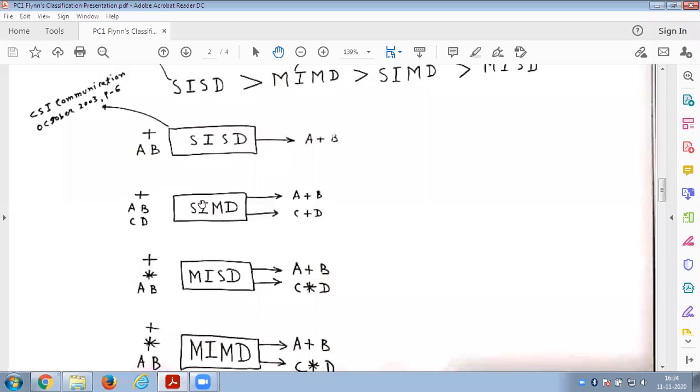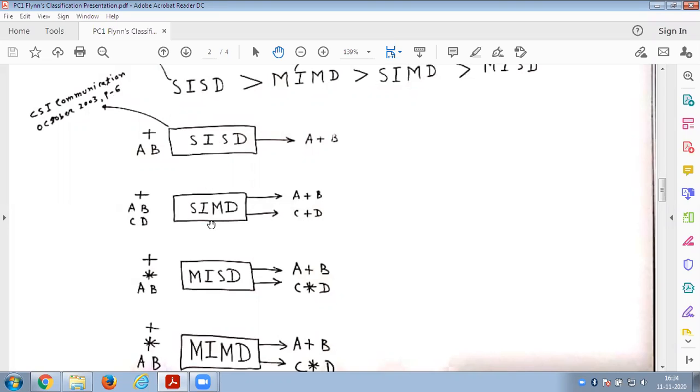SIMD means single instruction, plus is the single instruction here, and multiple data. That means A, B and C, D are multiple data. So the same operation is performed on multiple data. Therefore, A plus B and C plus D are coming out of SIMD.